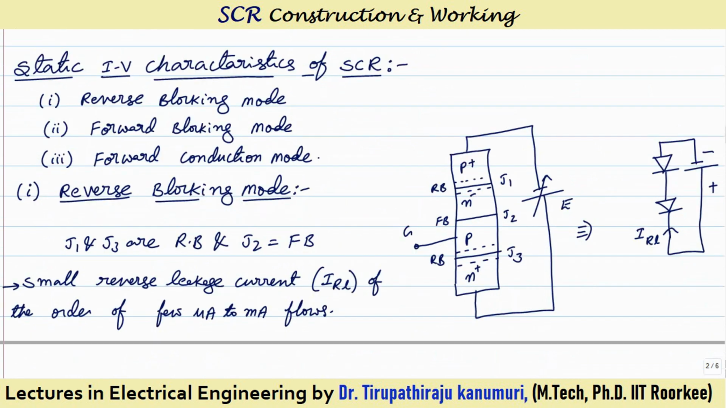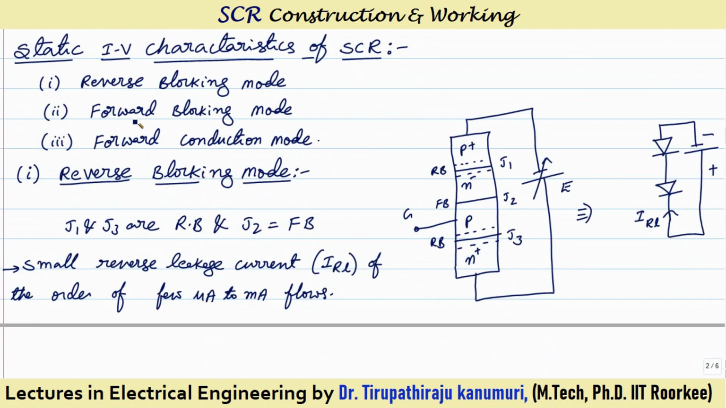So in order to understand the working of this SCR, we have to consider three different modes. It can operate in reverse blocking mode, forward blocking mode, and forward conduction mode. Under reverse bias condition it will act as an open switch only, but under forward bias condition it will act as either an open switch or a closed switch.